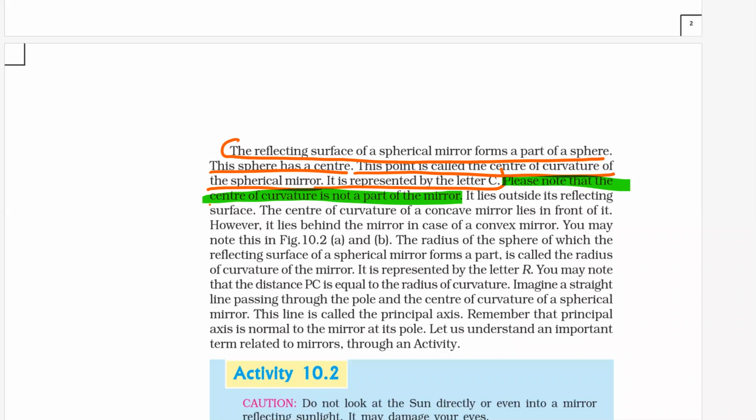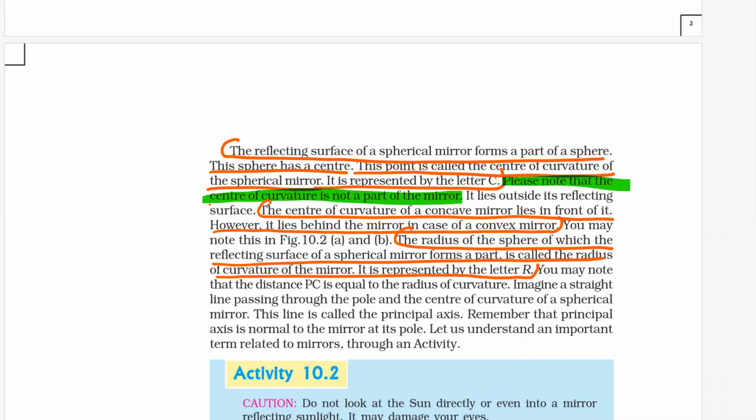It lies outside its reflecting surface. The center of curvature of a concave mirror lies in front of it. However, it lies behind the mirror in case of a convex mirror. The radius of the sphere of which the reflecting surface of the spherical mirror forms a part is called the radius of curvature of the mirror. It is denoted by the letter R.